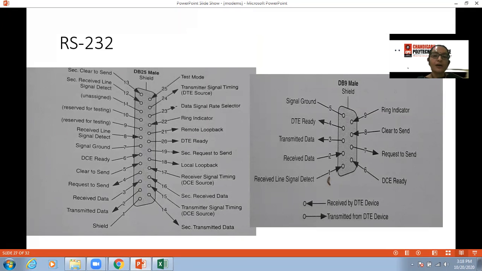So the RS-232 does not specify the bit rates. We can see here that RS-232 does not specify the bit rates. However, for asynchronous transmission, the following rates have been typically seen, that is 50, 75, 110, 150, 300, 600, up to so and so bps.